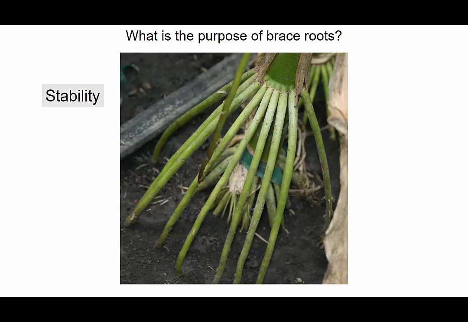So again, stability is the obvious choice. They're called brace roots. They look like they brace the plant, but we don't know this. It has not been tested.